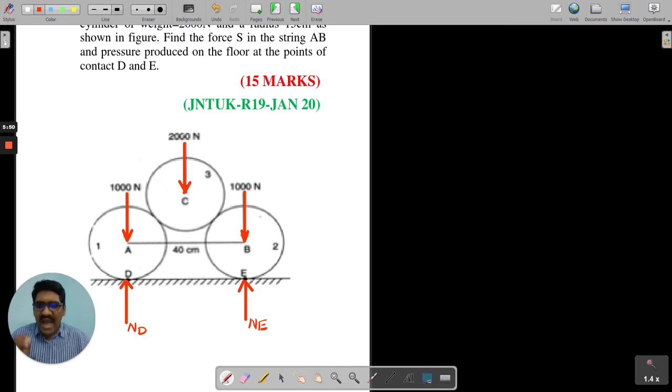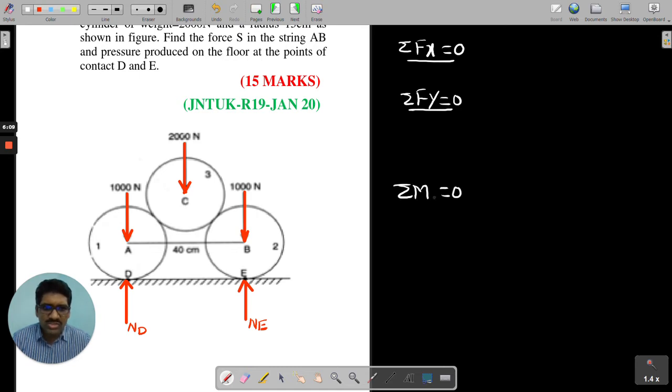Now I am applying the equations of equilibrium. Can you say what are the equations of equilibrium, all of you? So one will be summation of Fx, you know very well. Okay, and one will be summation of Fy, all of you. Okay, and one will be definitely summation of M is equal to 0. Moment equation.